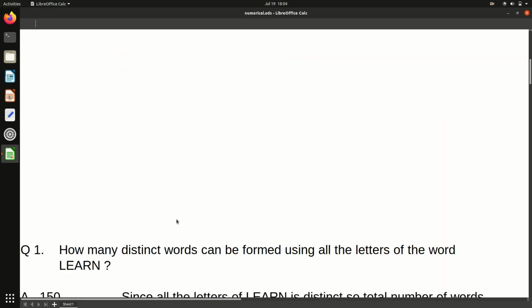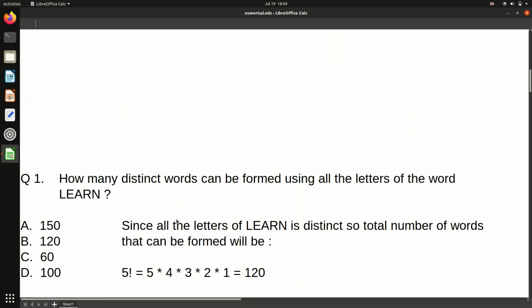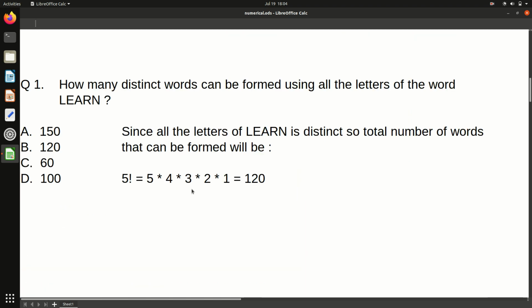Okay. So now we will see the solution. So the question is, how many distinct words can be formed using all the letters of the word learn? So we have to say what all different possibilities by taking all the letters that different words we can form and all should be distinct. So suppose learn is here, so we have to make the arrangement within it. We have to just keep shifting the word and generate all the distinct words.